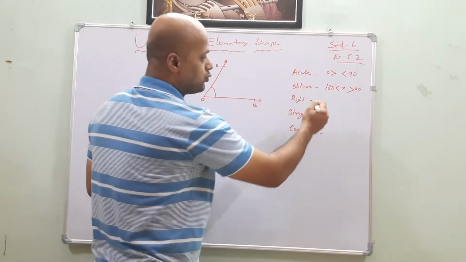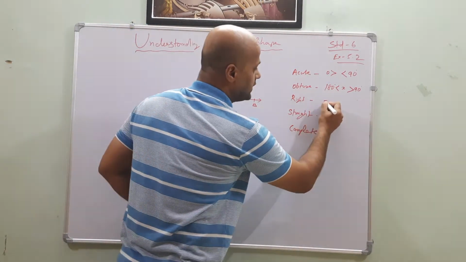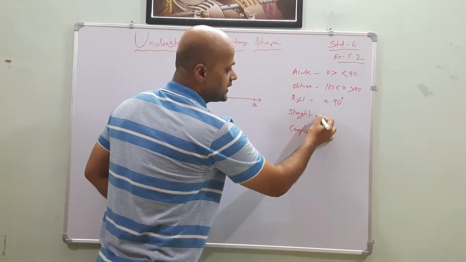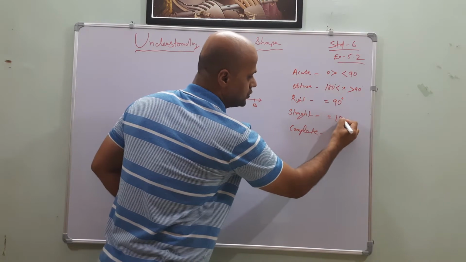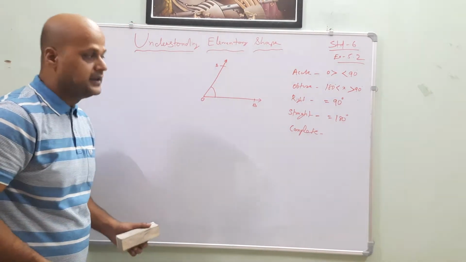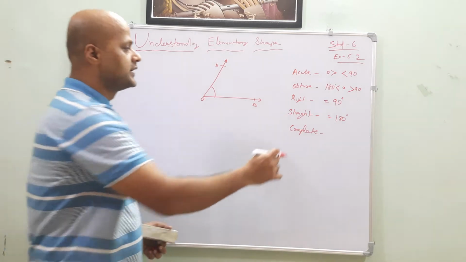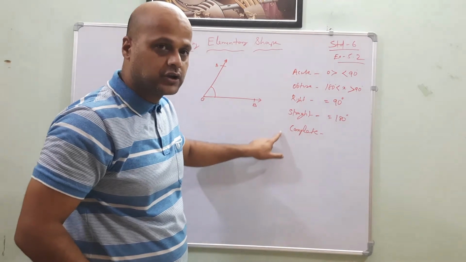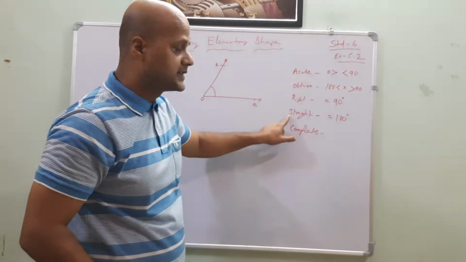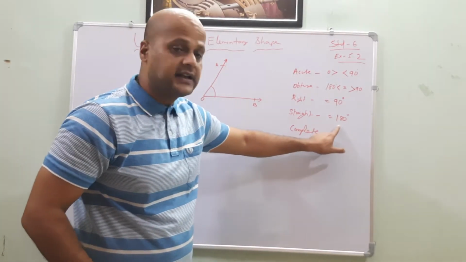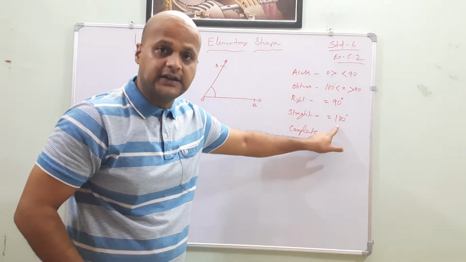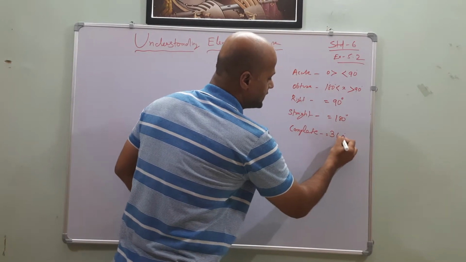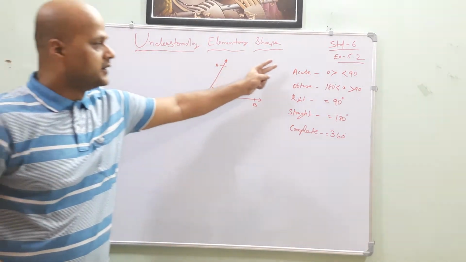Now what about the right angle? A right angle is equal to 90 degrees. Understood my dear friends? And what about straight angle? A straight angle is equal to 180 degrees. What about complete angle? You know about the acute, obtuse and right angle, but two terms are new for you: the straight angle and the complete angle. A straight angle is equal to 180 degrees, and a complete angle is equal to 360 degrees.